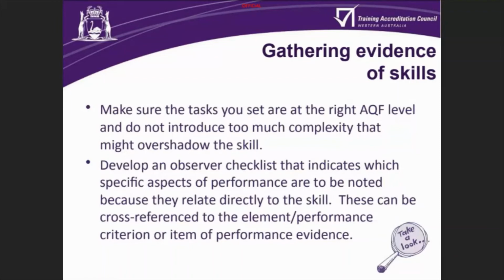So you might in fact say, when I'm observing this particular performance, I'm looking for performance criterion 3.2. Within that one tool would have to be all the performance criteria that came from element 3.1, 3.2, 3.3, 3.4, and so on, because I have to measure them all together. But that particular item in the observer checklist might relate to just one performance criterion. And that sort of mapping is something we're going to look at after our next break.